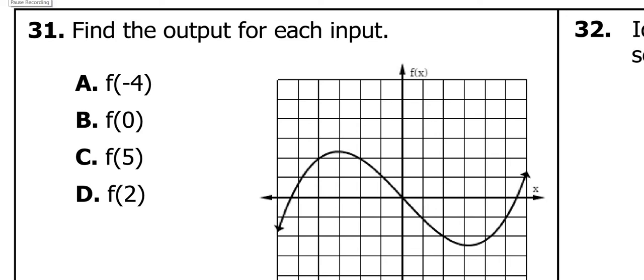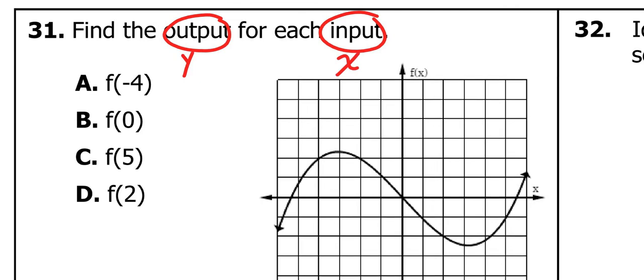All right, so we're on to the next page. 31. Find the output for each input. Okay, let's talk about the vocabulary here. Find the output, which is like the y value, okay? Whatever you get once you put in your input for each input. So your input's your x value, your output is your y value.